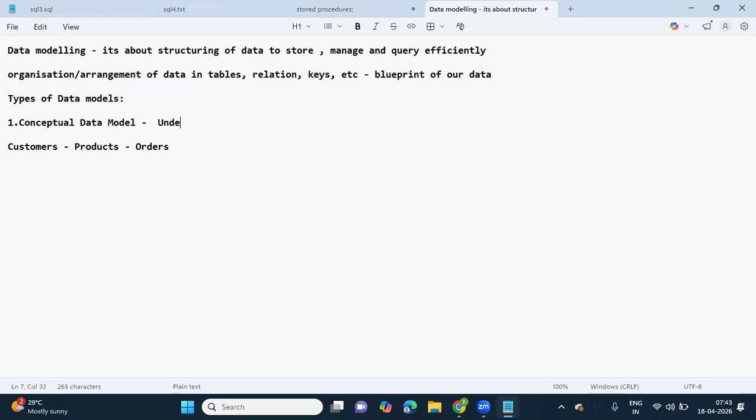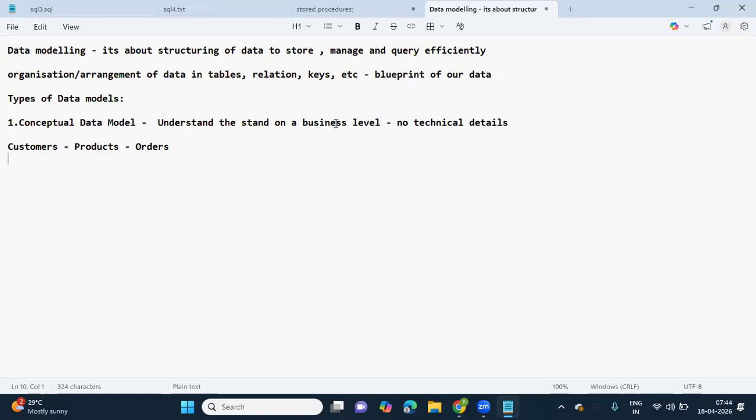So let's say we understand the data on a business level. What business happens, and what do we need to derive out of that? No technical details. Here we are not talking about any tables or any IDs or any keys. We are not talking anything technically. We are talking all about the business level, like what kind of business happens and what do you need.